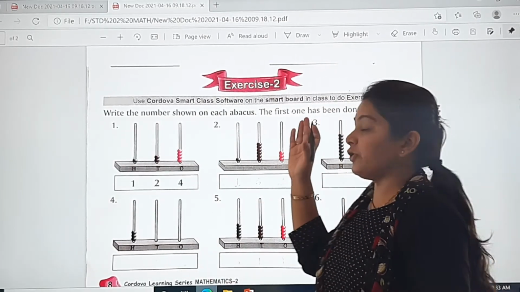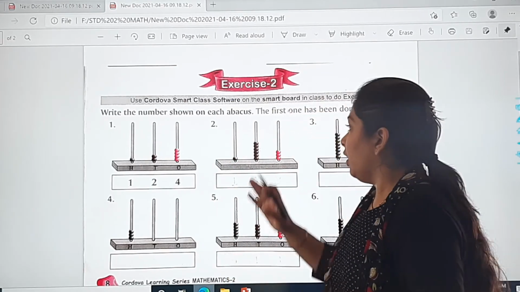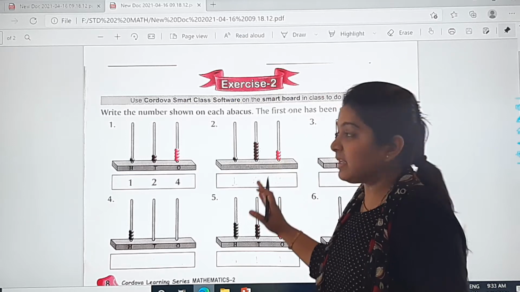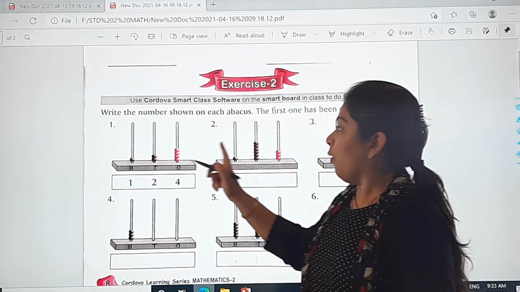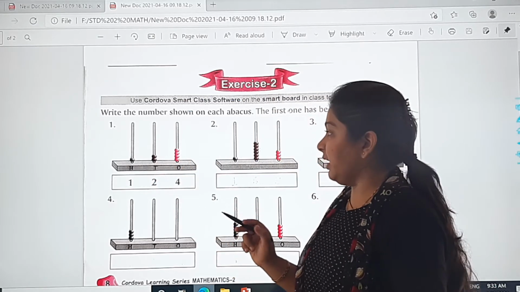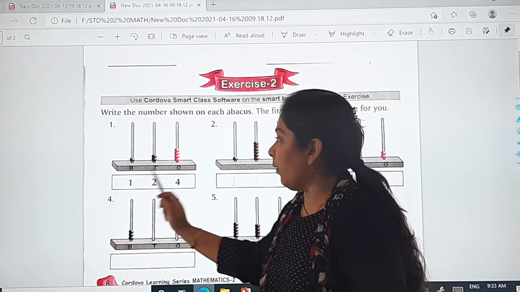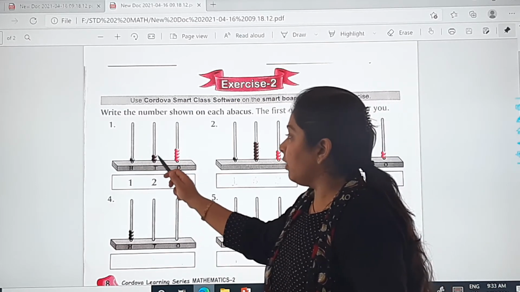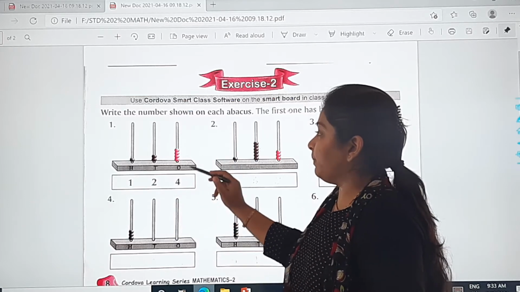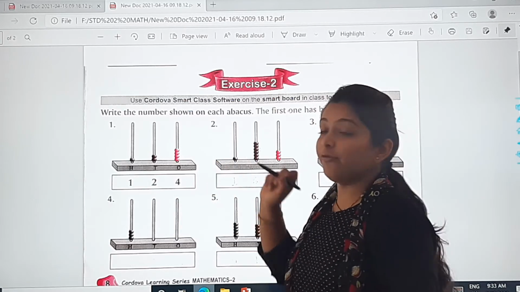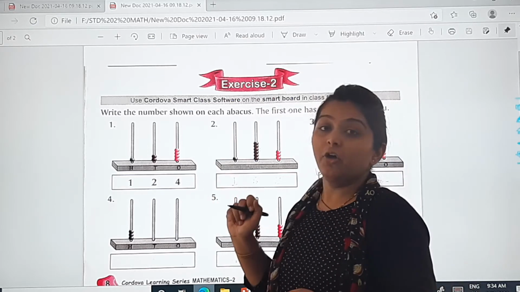Dear children, this is your exercise 2 which you have to solve in the textbook. You have to count the beads at hundreds place, at tens place and at ones place. First one is done for you. See here, at hundreds place only one bead is there. So here number 1 is written. At tens place 2 beads are there. Number 2 is written. At ones place 1, 2, 3 and 4. 4 beads are there. So we will write number 4.